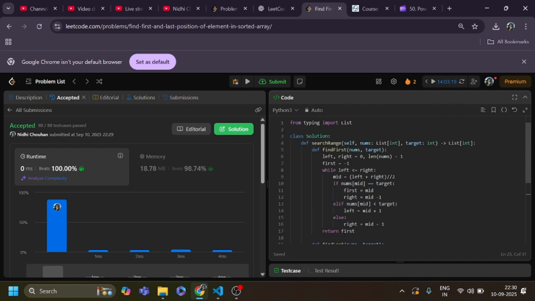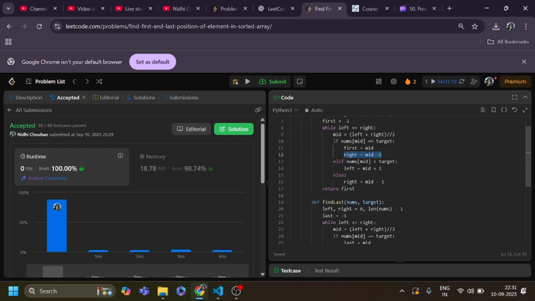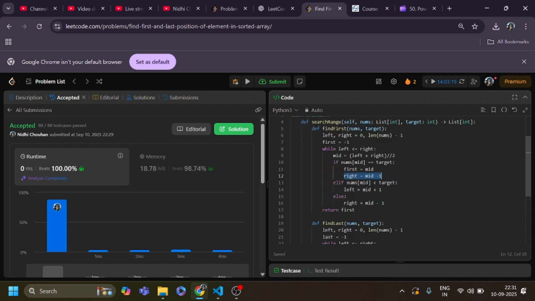Here you can see find first: left equals zero and right equals length of numbers minus one. First equals minus one. While left is less than or equal to right, mid equals left plus right divided by 2. If mid number equals target, first equals mid and right equals mid minus 1. If the number at mid is less than target, left equals mid plus 1. Else right equals mid minus 1, and return first.